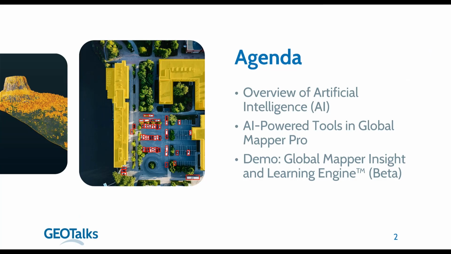We'll start by talking about what is AI, or at least break down some of the key ideas in relation to how we use it in Global Mapper. We'll look at the specific tools in Global Mapper Pro that have some built-in AI methods. And then, time permitting, we'll take a look at a use case or two in Global Mapper Pro Live.